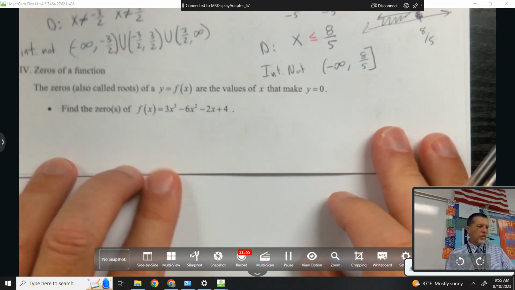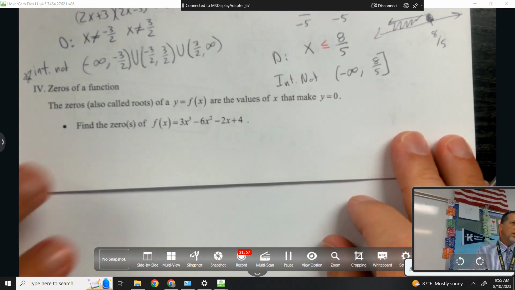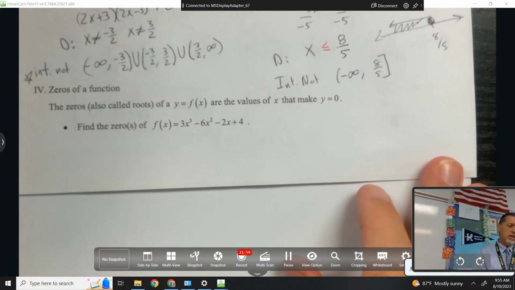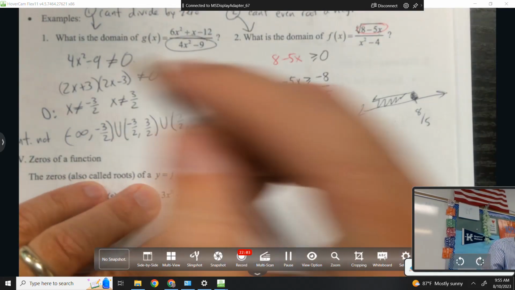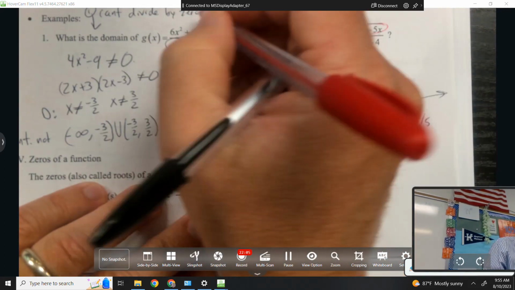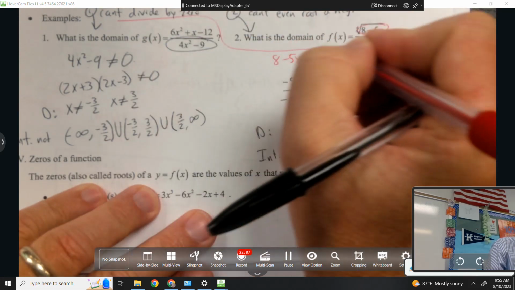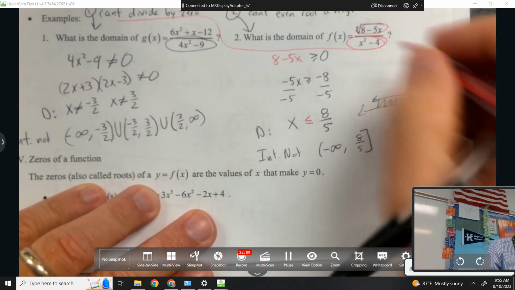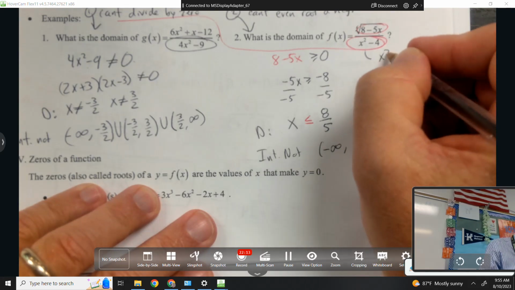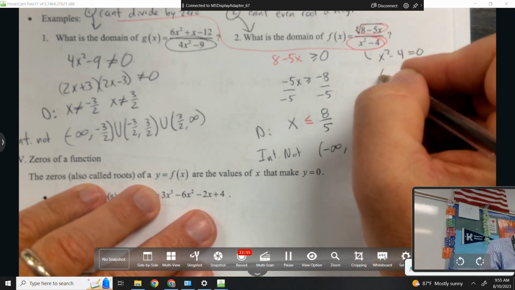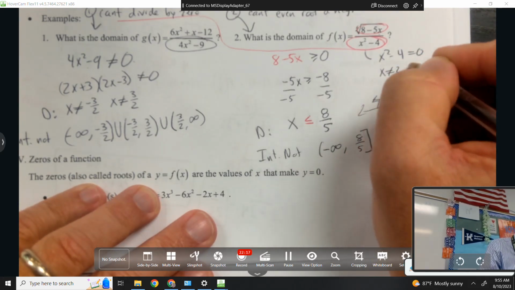All right, zeros of a function. Yes, sir. Do we not have to check for the denominator? Oh, yes, thank you. I was just cruising right past that. So can't divide by 0. That's also in this problem. Good catch. So that's an easy one, at least as long as you remember to look for it. X can't be 2 or -2.